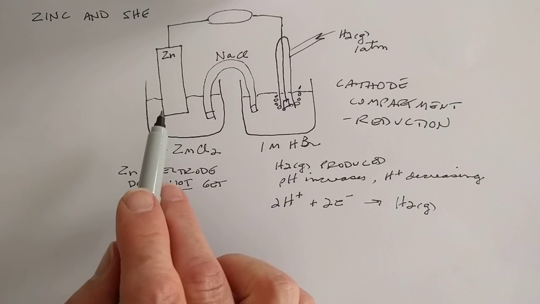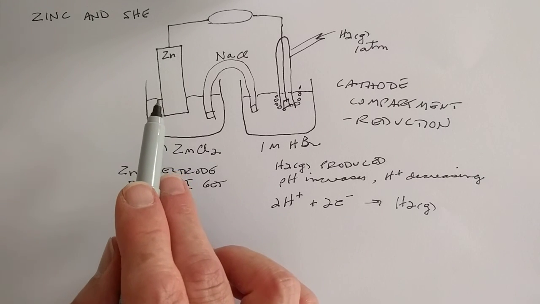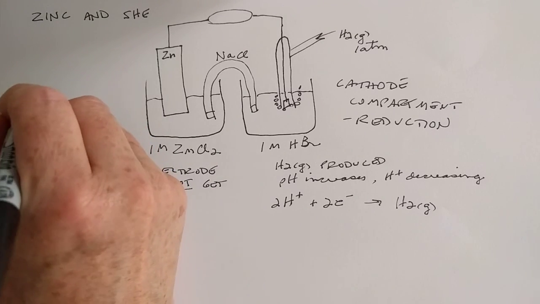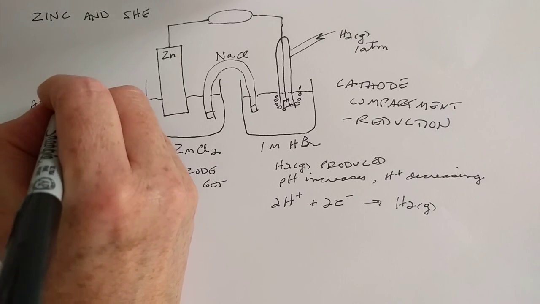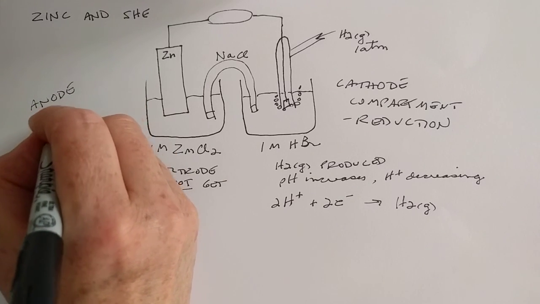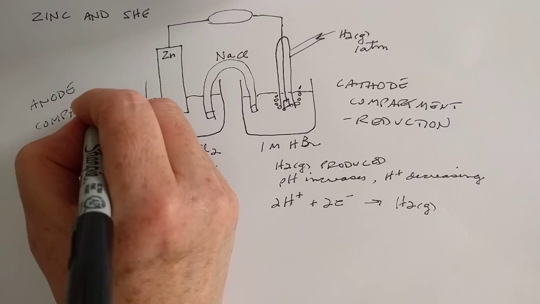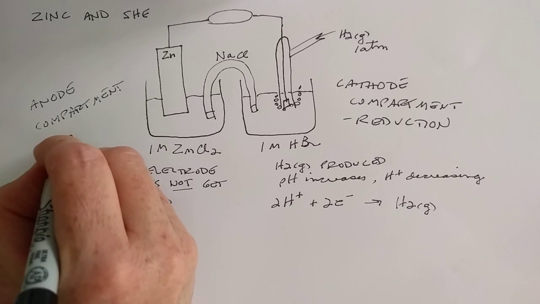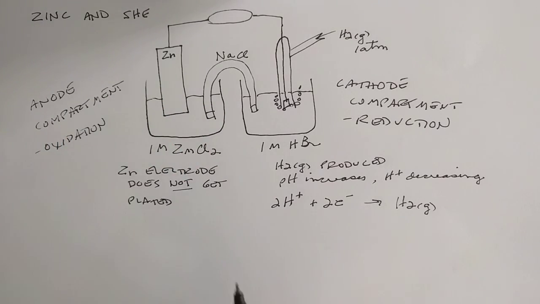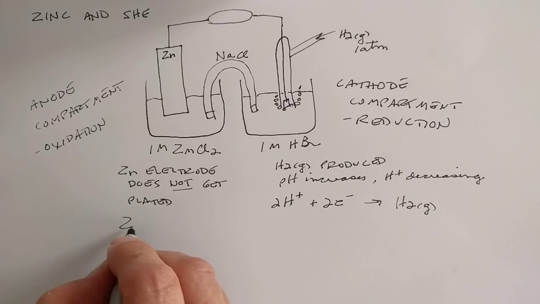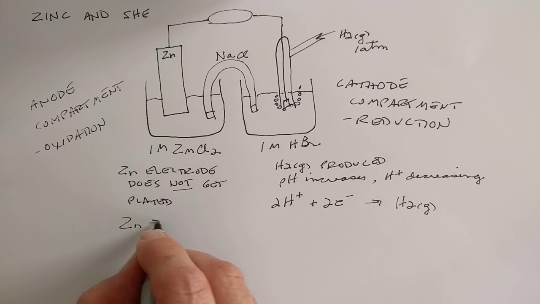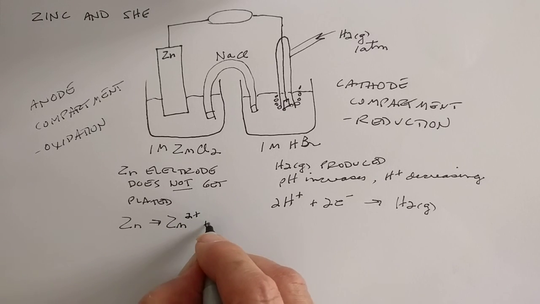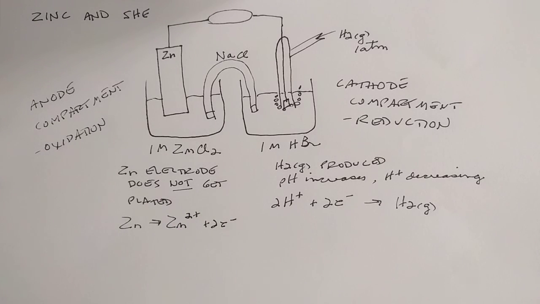And if we were to measure the mass before and after, we would see that it lost mass. So this is our anode compartment, where we have oxidation. So our zinc is going to Zn2+ plus 2 electrons.